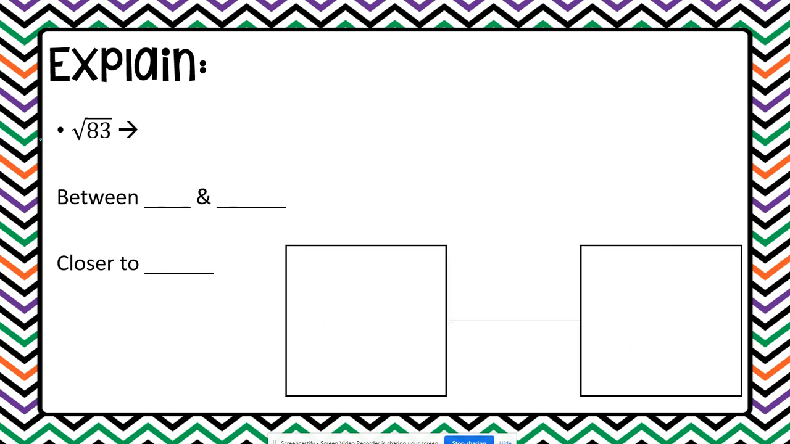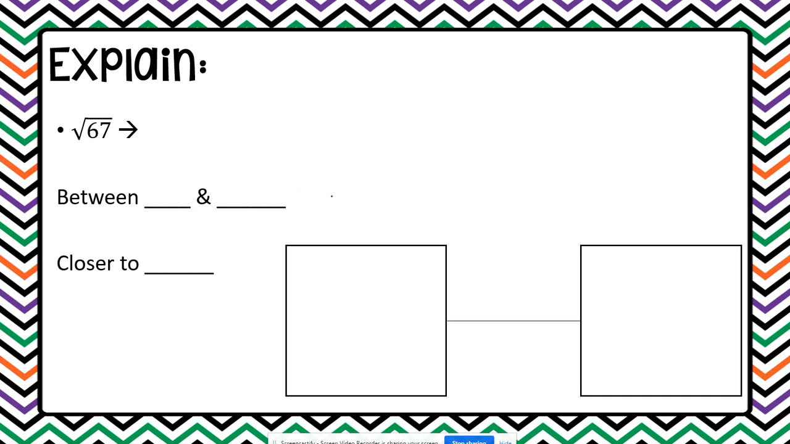For the square root of 83, we need to find two perfect squares that 83 would be in between. Well, we know that the square root of 81 is 9, and then we know that the square root of 100 is 10. So since 83 is between 81 and 100, I know that it is somewhere between 9 and 10 on a number line. But if I'm looking at 81 and 100, I know that 83 is closer to 81. And since the square root of 81 is 9, I know that this is closer to 9 on the number line than it is to 10.